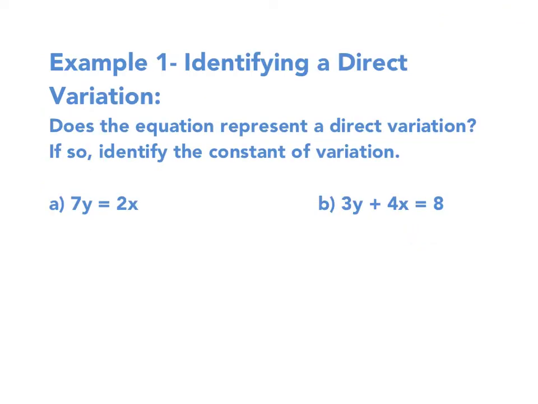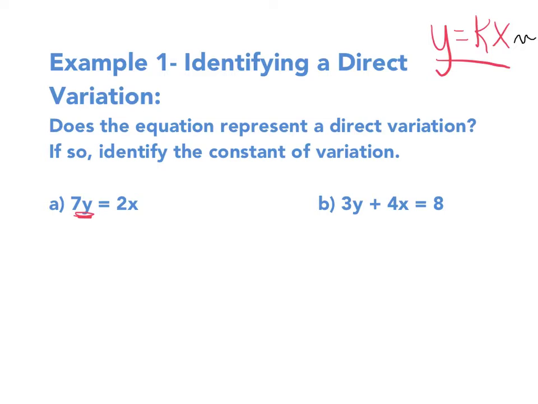So example 1, to identify a direct variation. You're going to see problems like this. Does the equation represent a direct variation? If so, identify the constant of variation. I'm going to solve these for y, because remember that formula is y equals kx. We need to put it in that form. We should get no extra things over here, just y equals a coefficient times x.